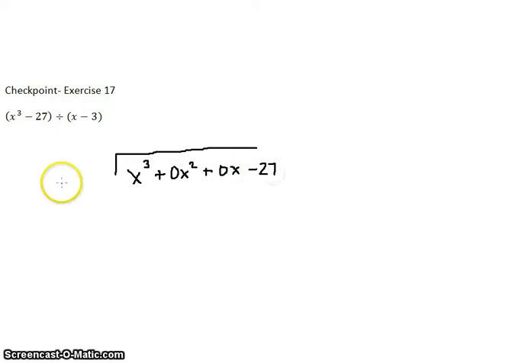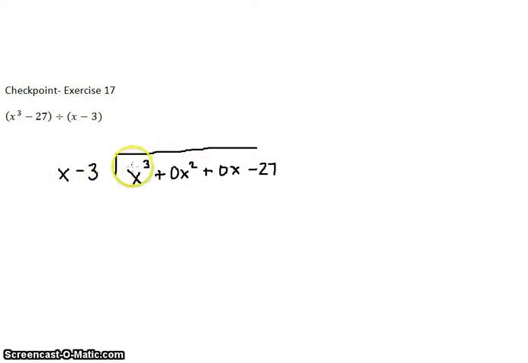Now a little bit different one that doesn't have all the placeholders in the problem, x cubed minus 27. Very easy to write down just the x cubed and then the minus 27, but you have to make sure that all the missing placeholders are accounted for. Because if you have missing placeholders in whole numbers, you put zeros there, just like if you have missing placeholders in expressions, you put zeros there as well when you divide.